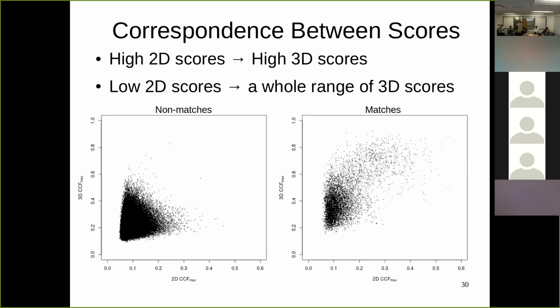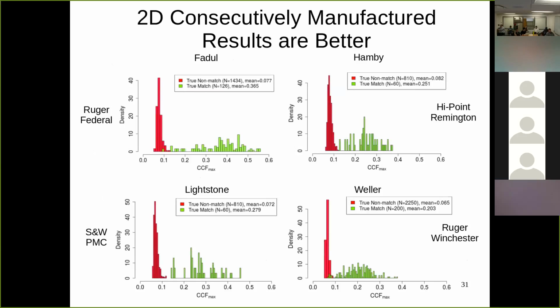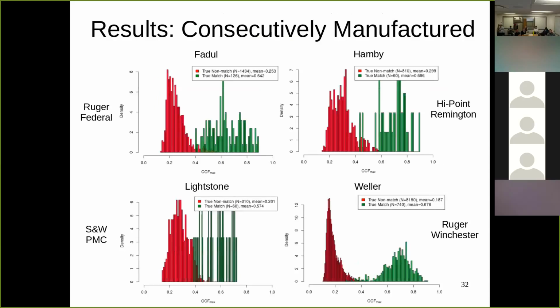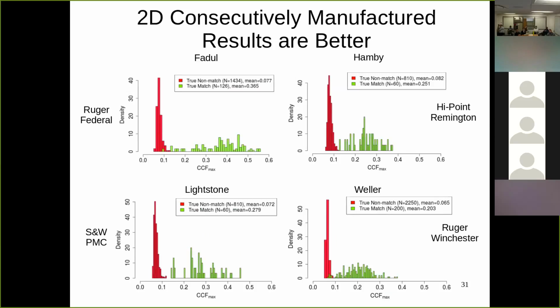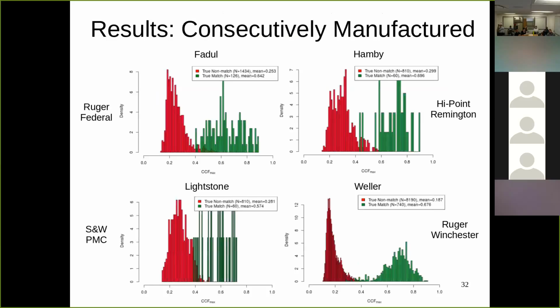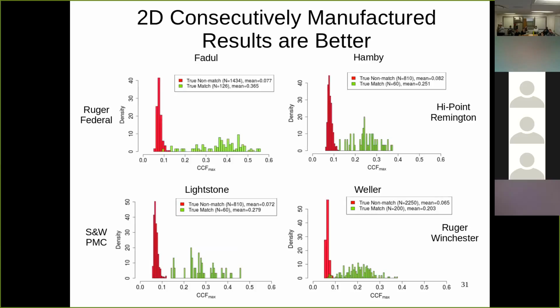So next, I'll just talk about the results by type of study. So for the consecutively manufactured studies, the 2D results were actually better than the 3D results. So these are the corresponding different distributions, and these were the ones I showed earlier. So this is 3D, 2D, 3D, 2D. So you can see that for the 2D, there's actually a better separation between the match and the non-match distributions.